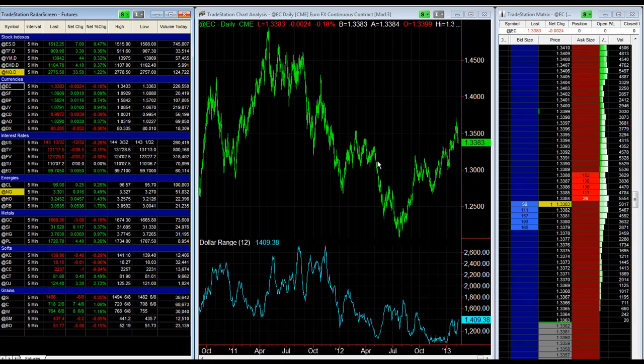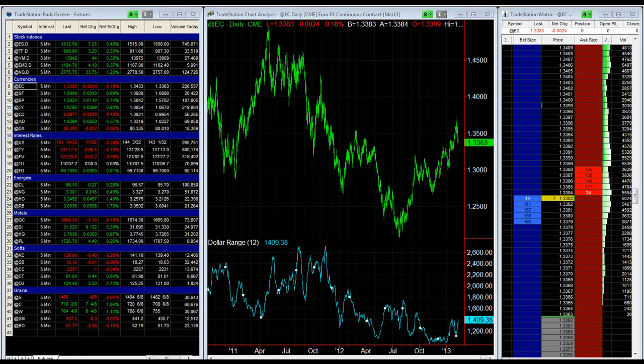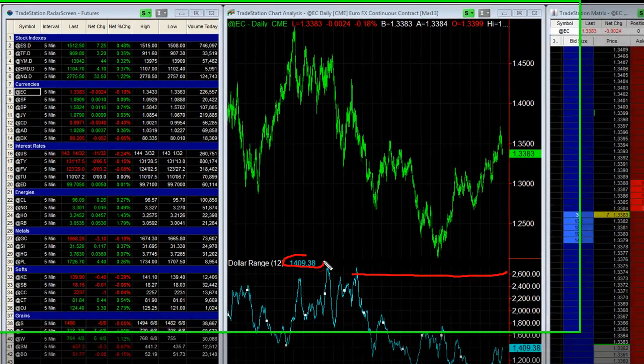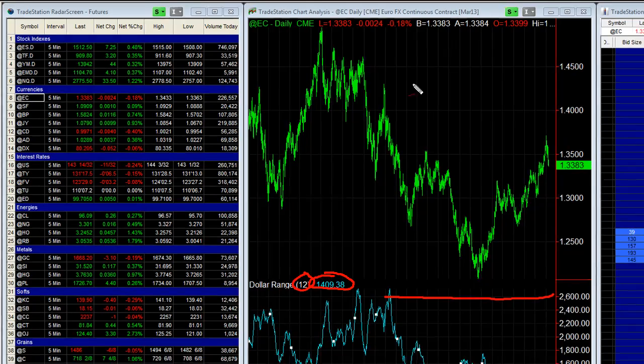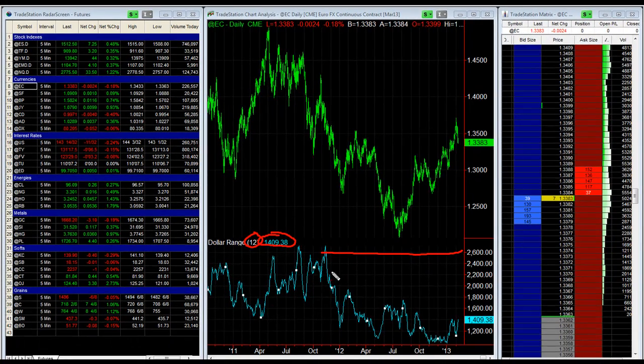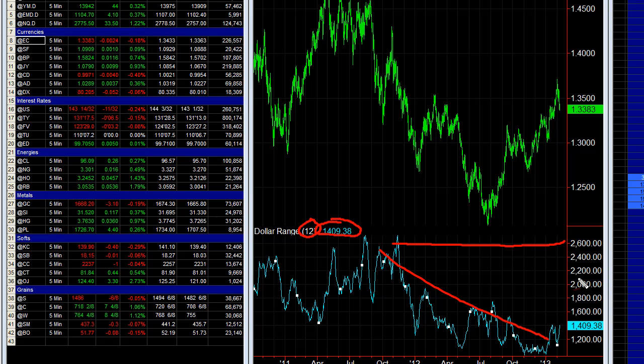Also, one of the key things you want to take a look at when you're looking at a market to trade is the daily dollar range here at the bottom. I created this simple indicator. You can see the magnitude of the daily dollar range. This is in dollars. 1409 is the current average daily dollar range of the last 12 days of the full session EC contract. It's been decreasing, and so things to look at are the magnitude of the range and the direction of the range to trade.